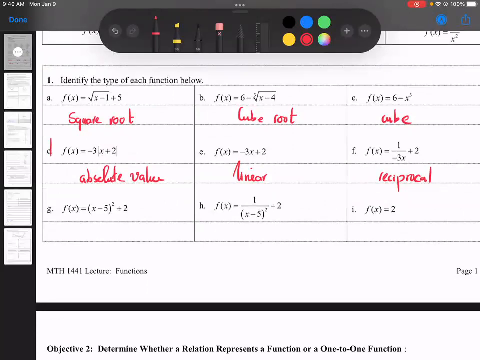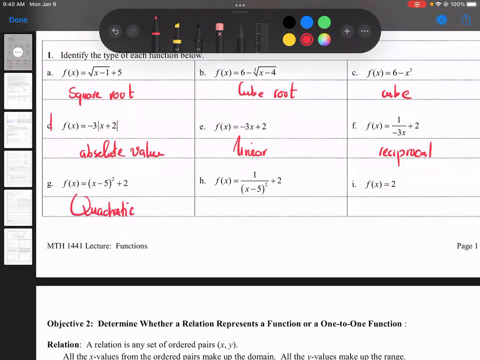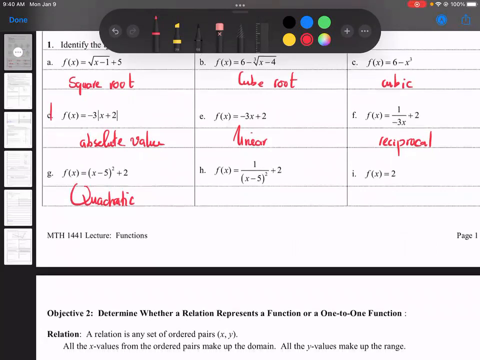Quadratic, very good. Quadratic. I would say cubic here. Cubic function. H. Yeah, reciprocal square. Reciprocal, I miss an I. Reciprocal square, and then I.